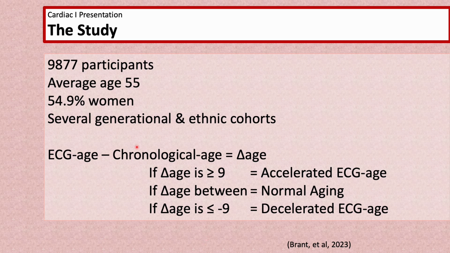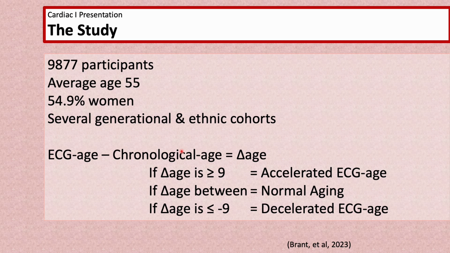So chronological age, which is the age after birth, so years, months, days, is compared to ECG age, and that is determined using an algorithm-based prediction model. This model detects and extracts features directly from raw ECG waveforms to predict ECG age. The difference between the chronological age and the ECG age is called delta age. And again, that's the difference, or subtracted.